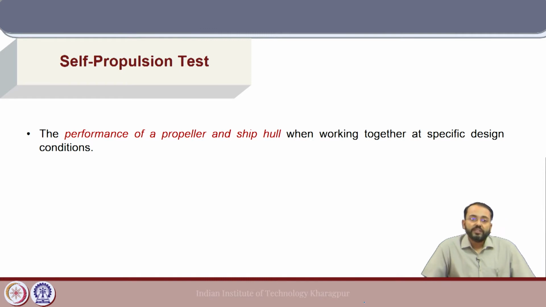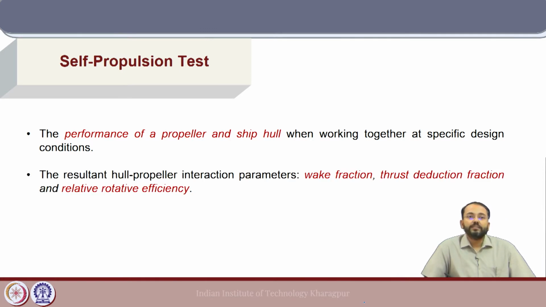Just a brief background that we have discussed in the last class. The self-propulsion test includes the performance of a propeller and a ship hull together, where the propeller is acting behind the ship hull, and in different forward speeds we estimate the propulsion performance of the ship in the model scale, and from that we have to estimate the hull propeller interaction parameters, that is the wake fraction, thrust reduction fraction and relative rotative efficiency in the model scale, and from these propulsion factors we will estimate the full scale powering performance based on standard ITTC recommended methods.